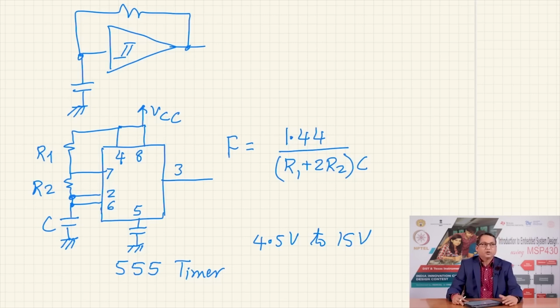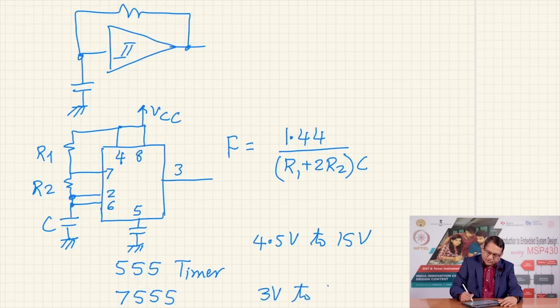In case you have a microcontroller which requires a lesser operating voltage, say 3 volts, then instead of a regular 555 timer, you can use a CMOS variant of this timer called 7555 with identical pin configuration, but with a much more diverse power supply requirement. It can operate from 3 volts to 18 volts. So, you could perhaps use such an external clock generator. The output of this would be connected to your microcontroller.